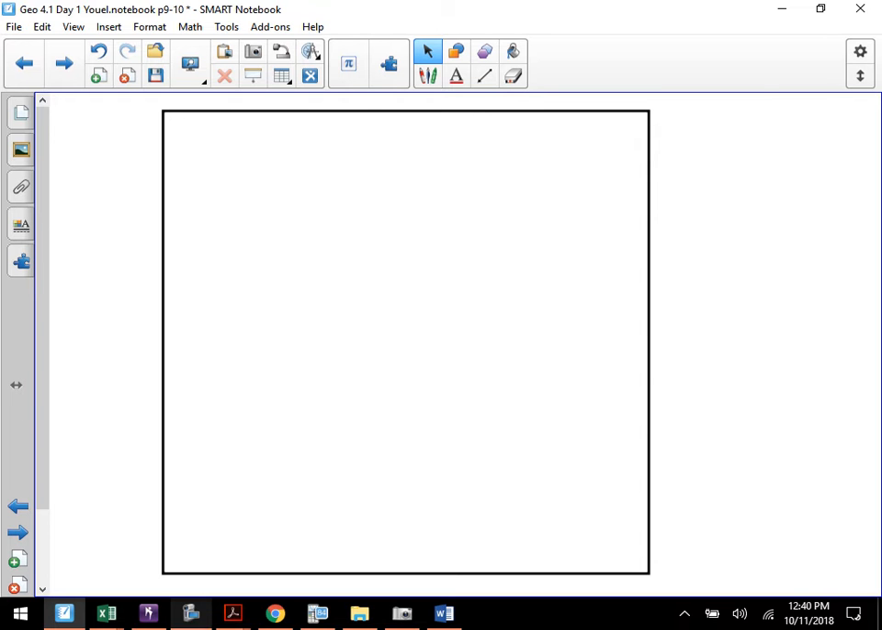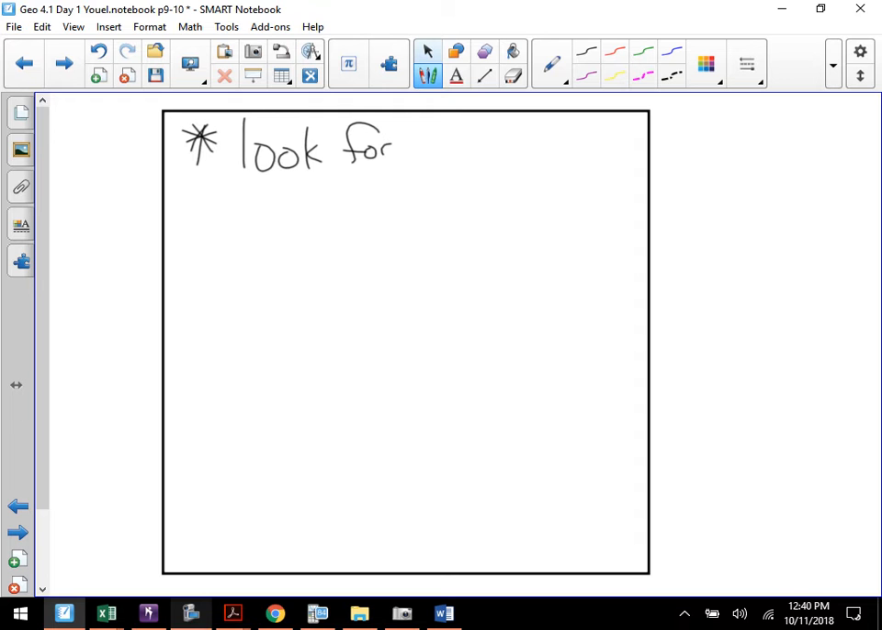So what I want to do here is, this is another one of those things that we look for, something that we can infer from a diagram. So put an asterisk in one of the boxes, and then I'm going to put in here, look for a shared side. Okay, we're going to look for a shared side.